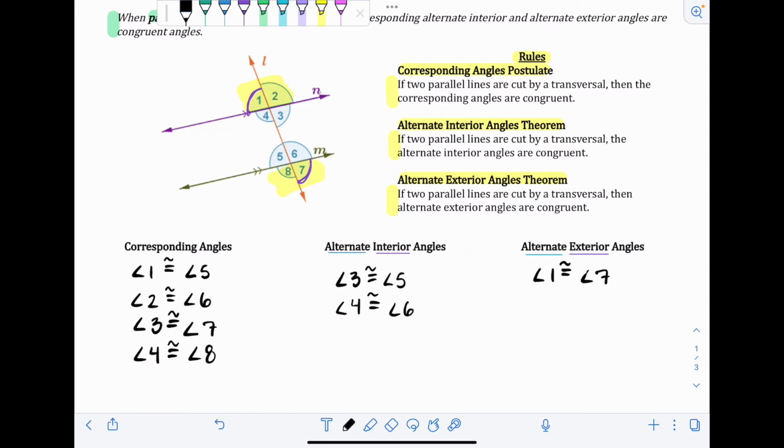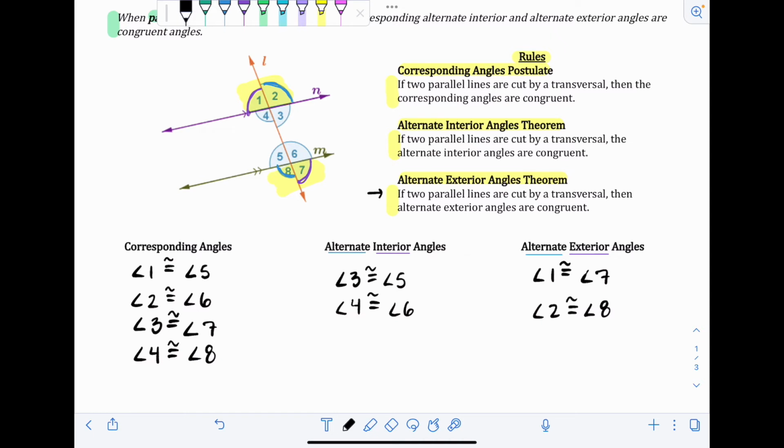And then I didn't read this one, but it's really similar to the alternate interior theorem that we just read through. If two parallel lines are cut by a transversal, which is what we have right here again, then the alternate exterior angles are congruent. So that's why we can say angle 1 is congruent to angle 7. And the other pair of alternate exterior angles is 2 and 8. So angle 2 is congruent to angle 8.